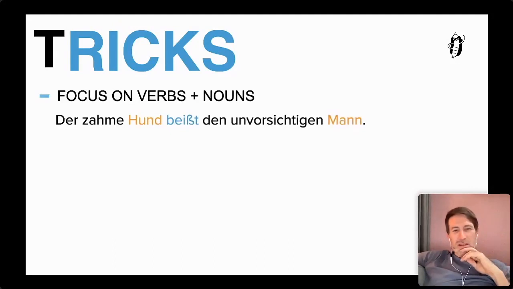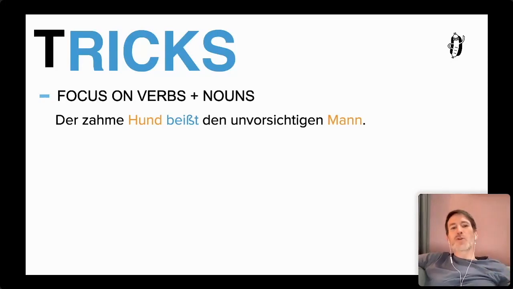Der zahme Hund beißt den unvorsichtigen Mann. If you're a beginner, this looks like, God knows what. Beißen, I have to tell you, but let's assume you know what beißen means, because you've worked through my first or second lesson. All you have to understand is Hund. Hund looks like the English word hound. And that's exactly what it is. It is a hound. It's a dog.